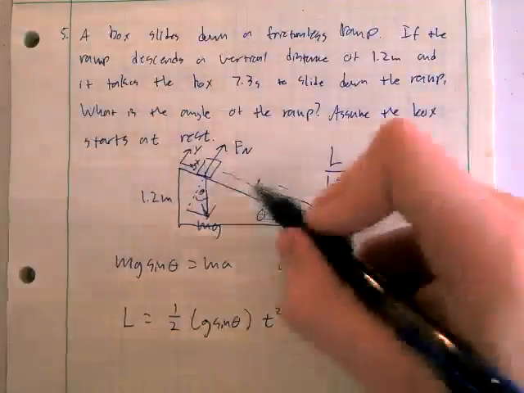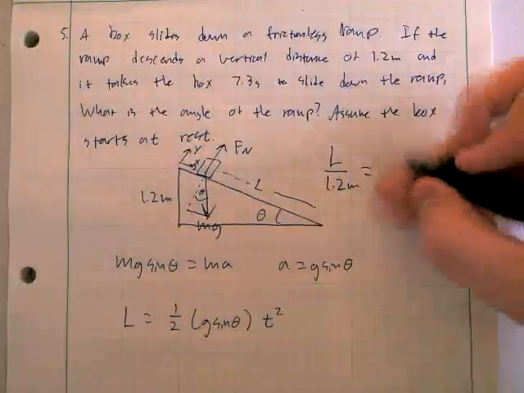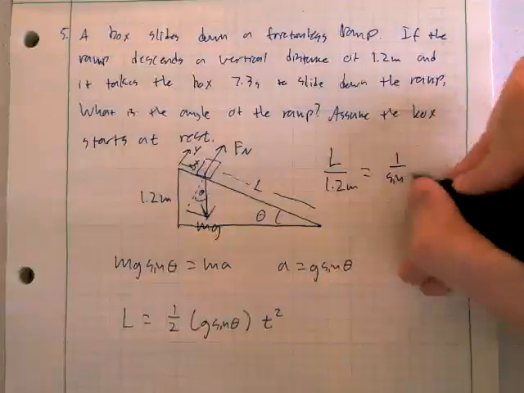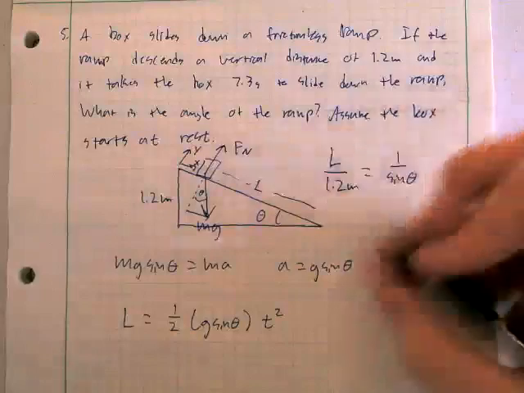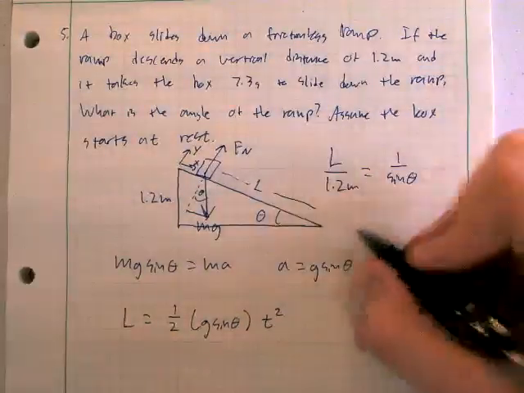1.2 meters, right? Oops, sorry, hold on. This is actually equal to 1 over the sine of theta. I got it backwards. So let me write this. Let me make sure I write this clearly. So this is correct, just to be clear.